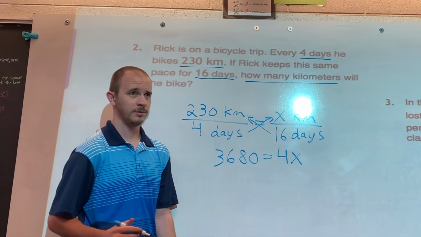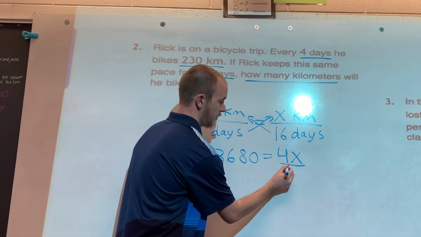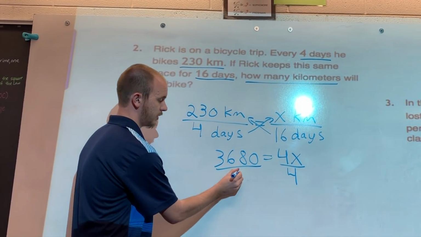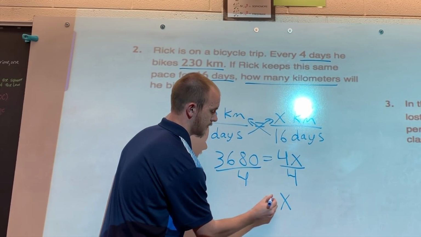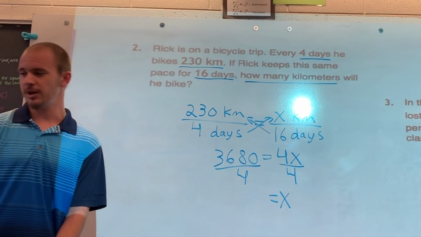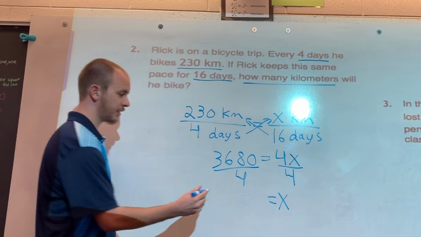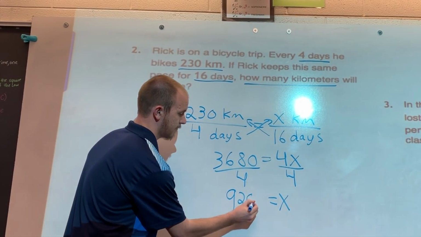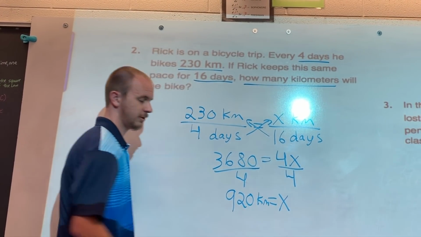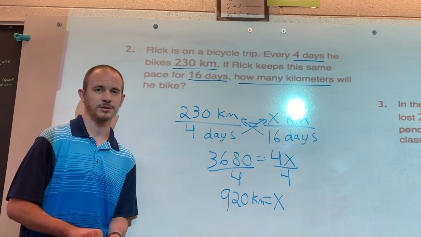Again, isolating our x, we need to do the opposite of the multiplication. So we're going to divide. 3,680 divided by 4 into our calculator tells us he traveled 920 kilometers.